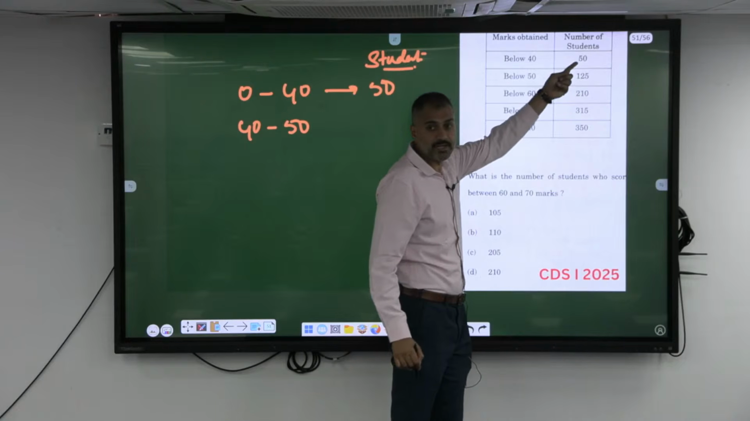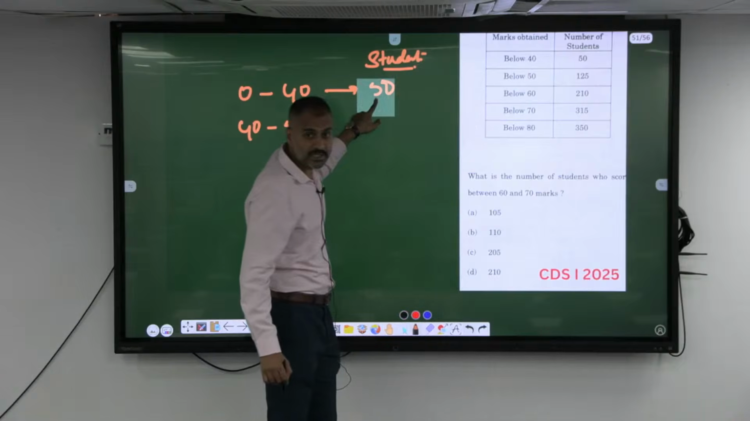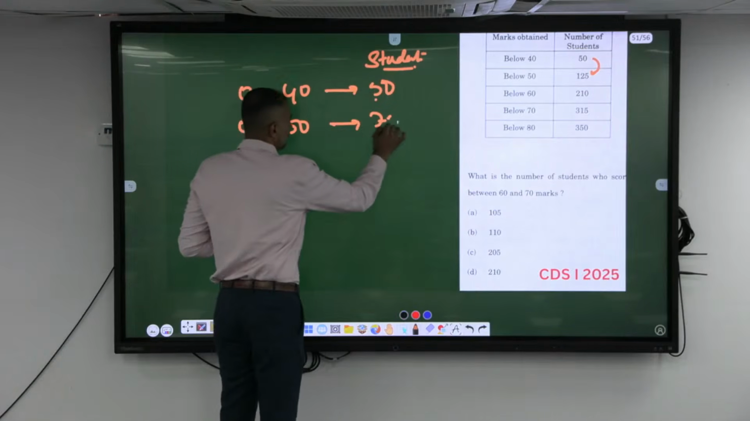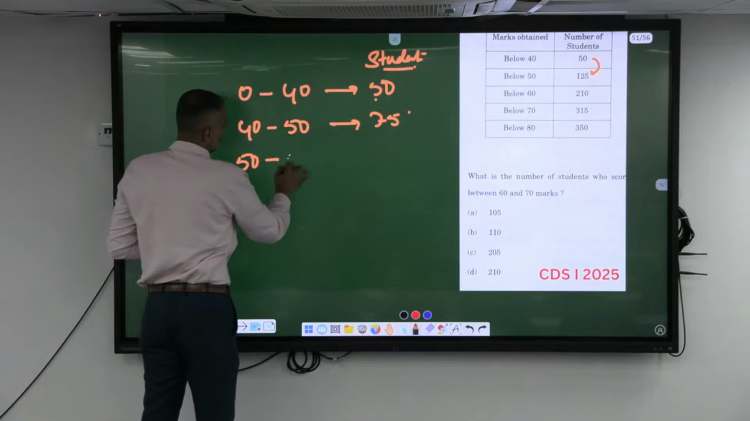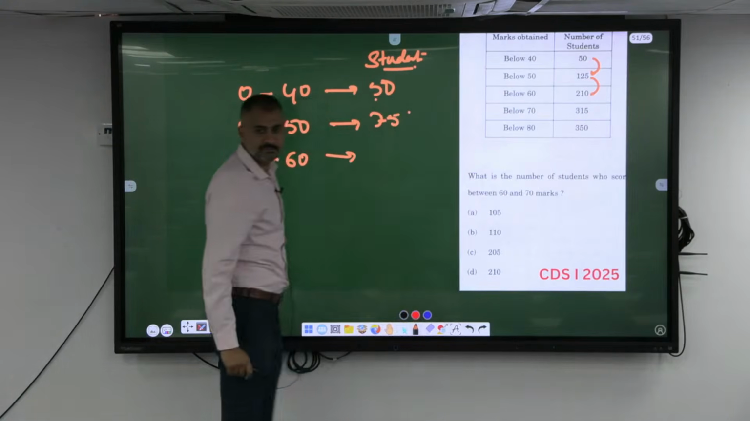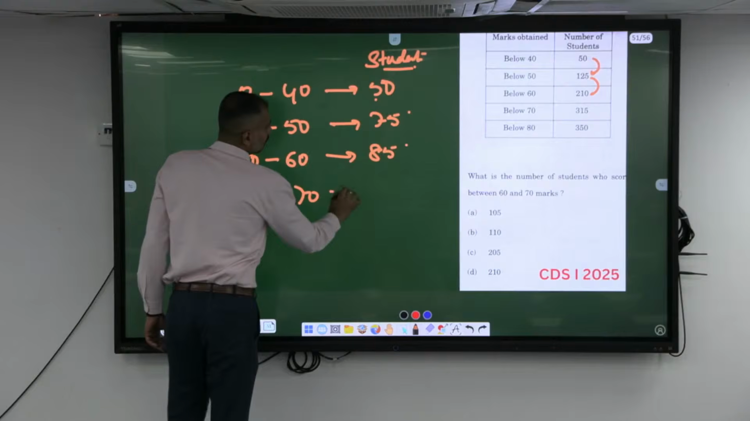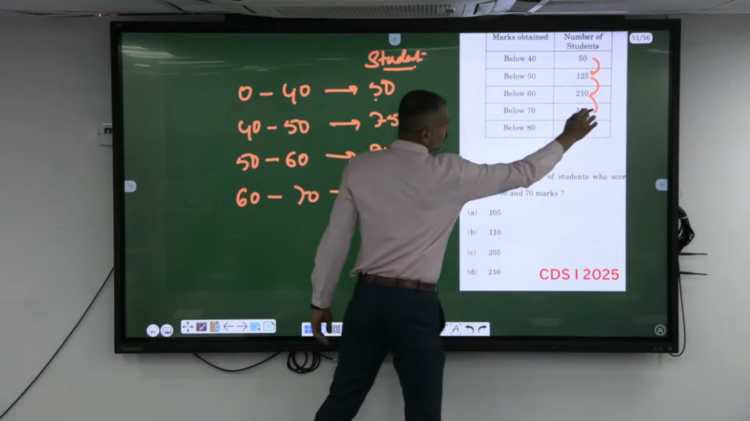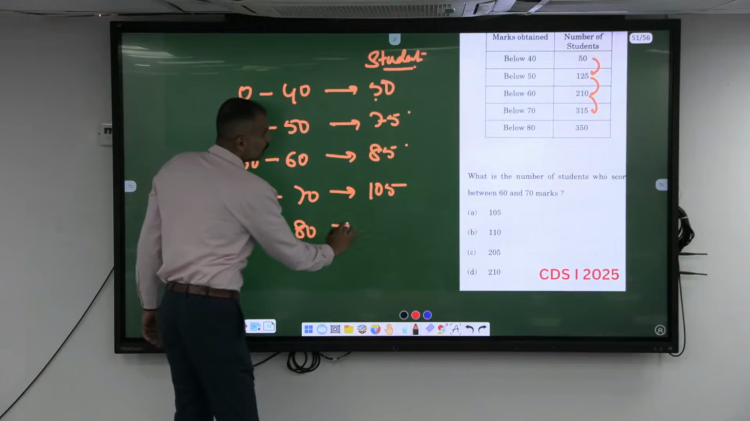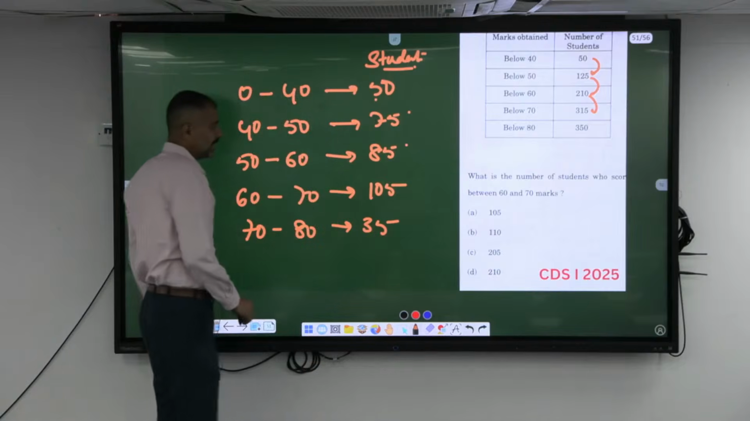Already we have counted 50. Below 50 means including those 50 students. Meaning what is the difference here? 75. The difference is 75. Similarly, 50 to 60 heading. What is the difference here? 125 and 210, 85. Similarly, 60 to 70. What is the difference? 105. 70 to 80, 35. What is required? What is the number of students who have scored between 60 and 70? How many?